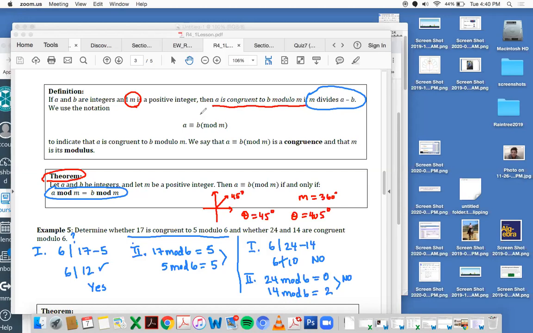So I'm making this statement right here. I'm saying A is congruent to B, and in parentheses, mod M. This mod M is not an operation on B. I'm specifying that A is congruent to B under that condition. So M is like the previous B. Like we used to have A bar B, and now we have A, B, and then bar M.